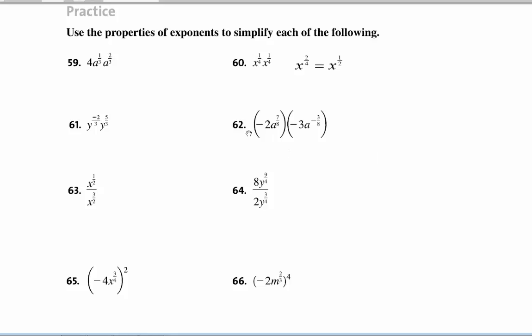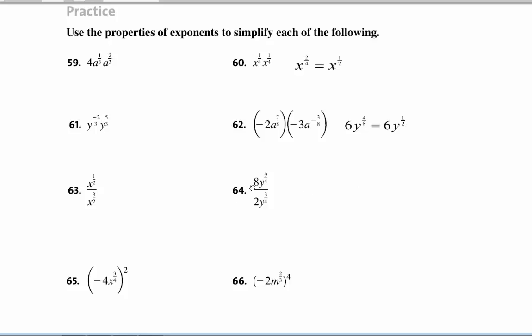Let's take a look at number 62. I'm going to want to group the -2 and the -3 to get +6. And then I'm going to add the exponents 7/8 and -3/8. So the -2 times -3 is +6. 7/8 plus -3/8 is 4/8, which reduces to 1/2. So the answer is 6y to the 1/2.